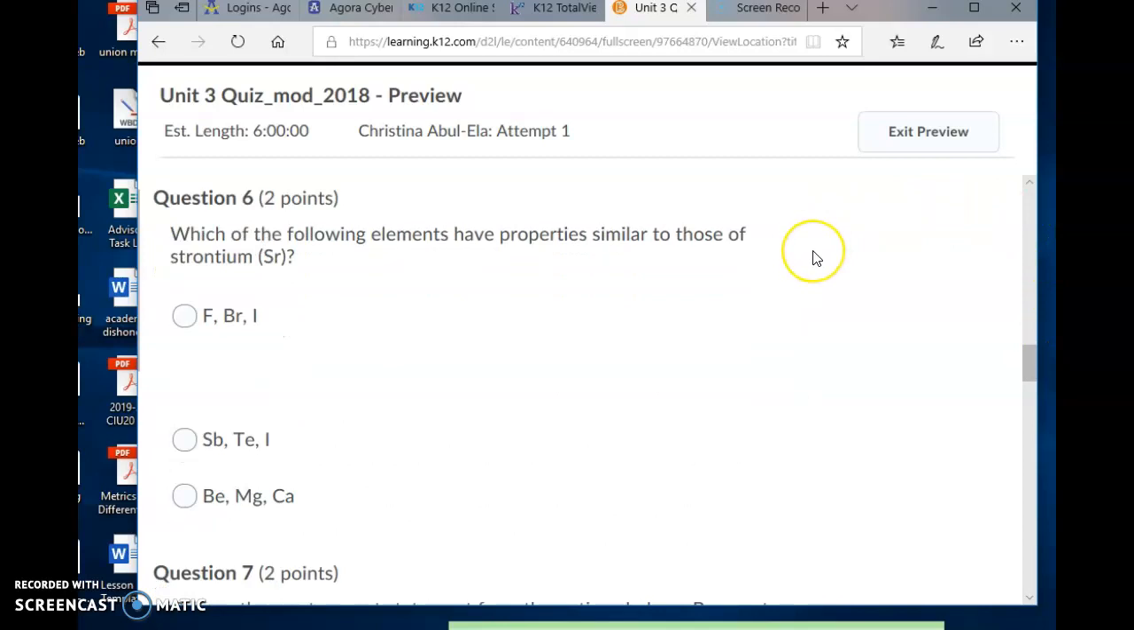Question 6. Which of the following elements have properties similar to those of strontium, Sr? Fluorine, bromine, and iodine. Sb, Br, I. Sb, Te, and I. Be, Mg, Ca.